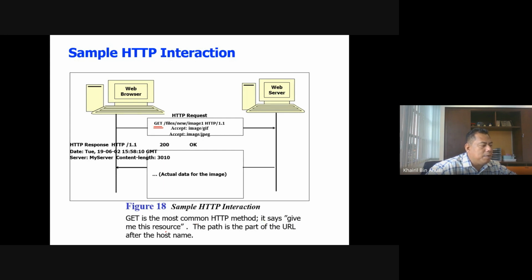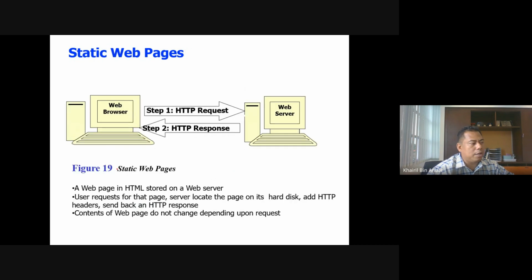It says give me these resources, and the path is the part of the URL after the host name. So where is the location of your URL? You have to put it here. If it's properly resolved, then the web server will reply with a 200 OK. So for static web pages, you request, you get a response. That will be basic.